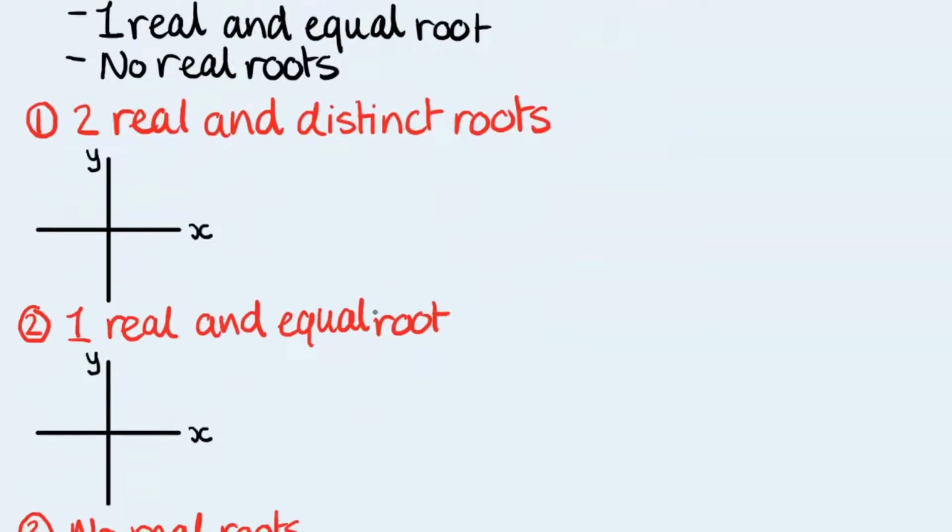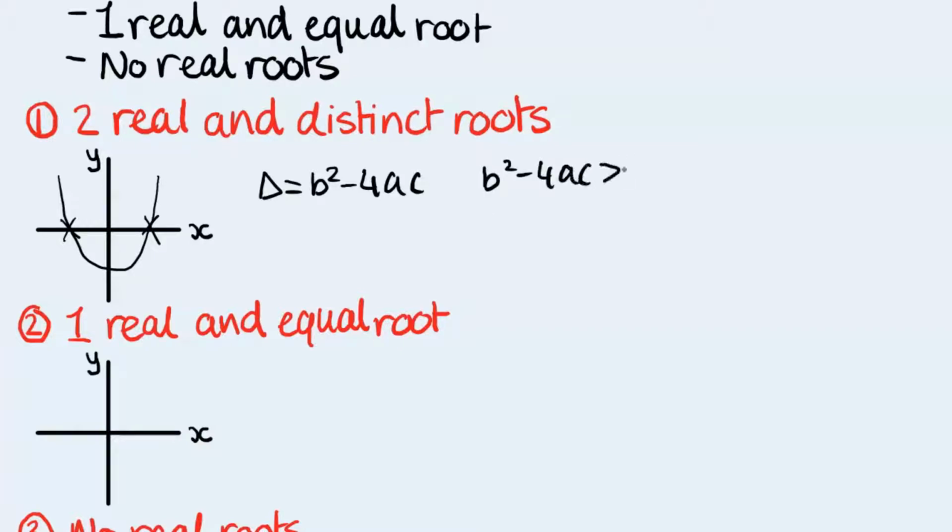So if we go down here, we can look at the different scenarios that we have. The first scenario is where you have two real and distinct roots. So what does that look like? Well, it looks like just a parabola like this, where the parabola intersects the x-axis at 2 points here. So we have two real and distinct roots. This is a scenario that happens where the discriminant, which is equal to b squared minus 4ac, is greater than 0. Okay, so that's the scenario you're looking for.